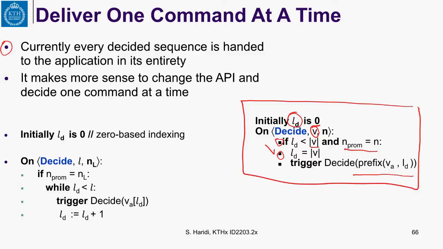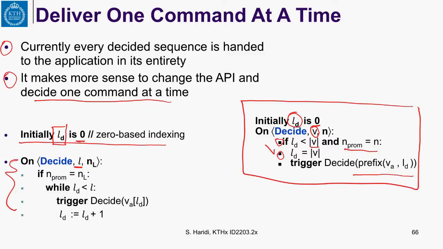Currently, as we said before, every decided sequence is handed to the application in its entirety. But it makes more sense, of course, to change the API so that we decide on one command at a time. So we incrementally say, now I decided on command 5, then I decided on command 6. This is quite good because the decision can be taken by a state machine, executing the corresponding command. So here is our initial index of how much is decided. It is 0, and this code uses 0-based indexing.